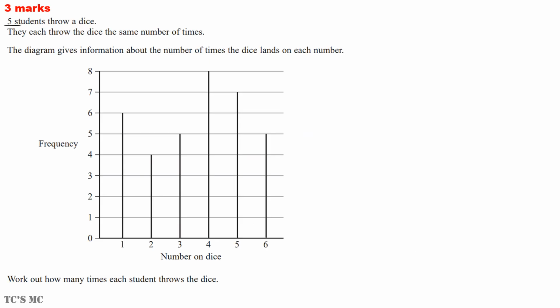5 students throw a dice. They each throw the dice the same number of times. The diagram gives information about the number of times the dice lands on each number. Work out how many times each student throws the dice. For step 1, we need to work out the total number of throws.